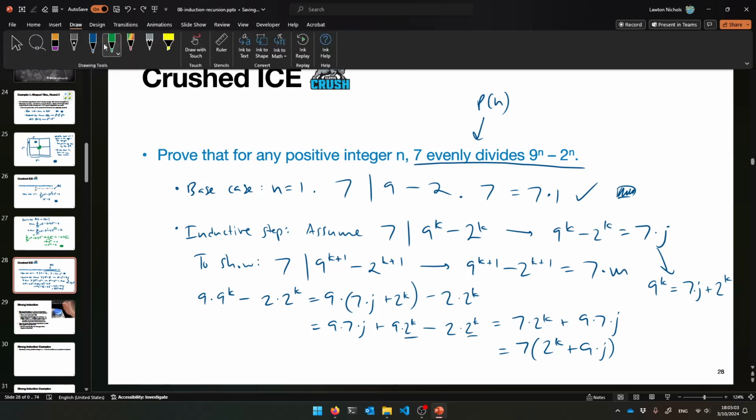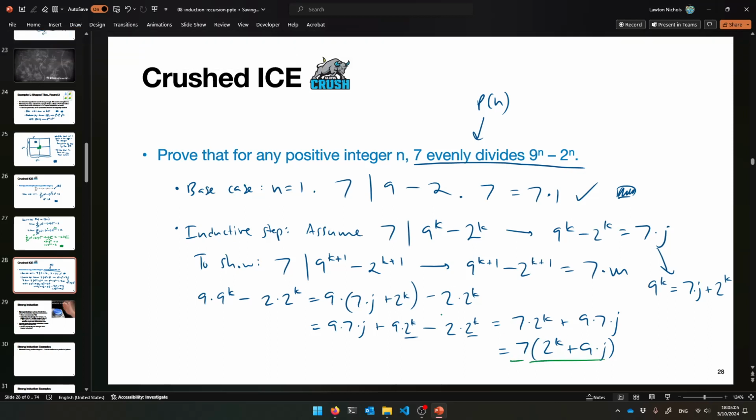So I found 7 times something equaling my original idea. Okay? And that was what I needed to show. So this is what my M could be. Let M be whatever that is. And I have found an integer that multiplies by 7 to make my thing. So that means 7 really does divide 9 to the k plus 1 minus 2 to the k plus 1. It's a weird little result, but cool number theory stuff again. So that's my inductive step again.